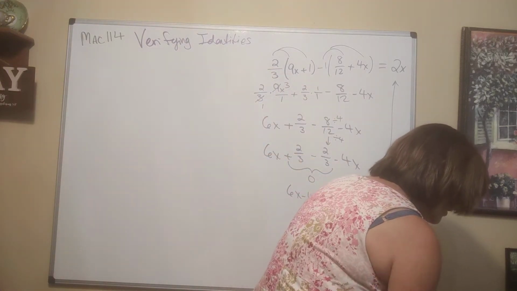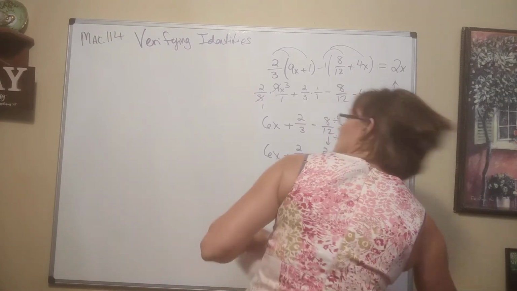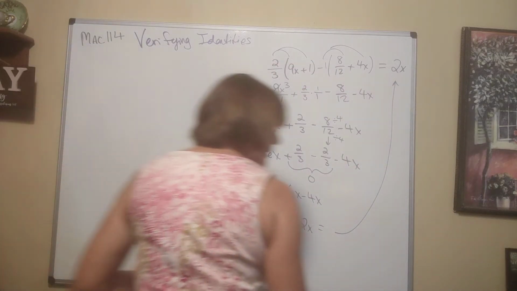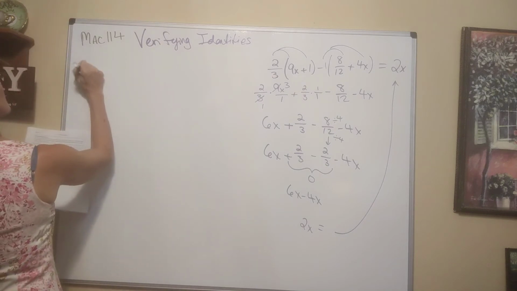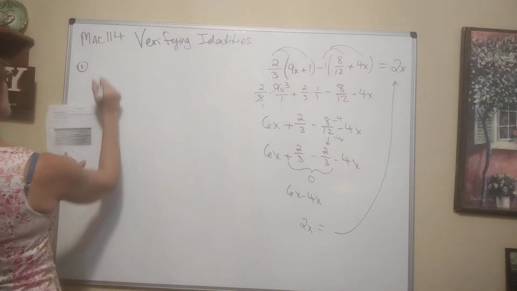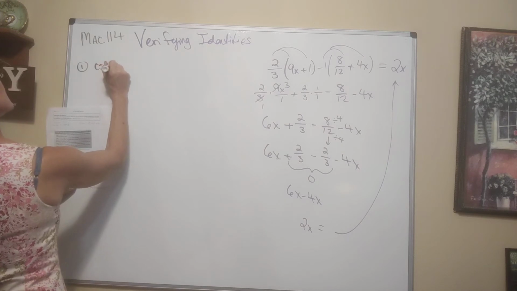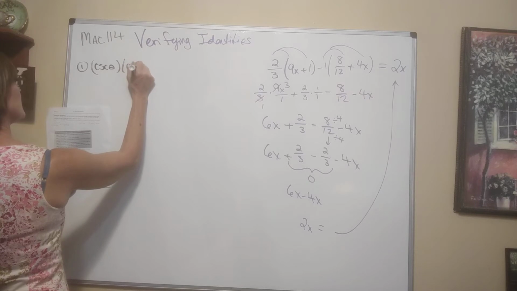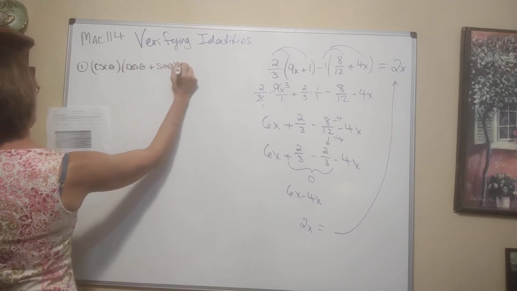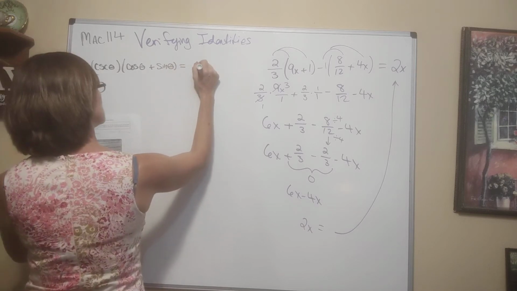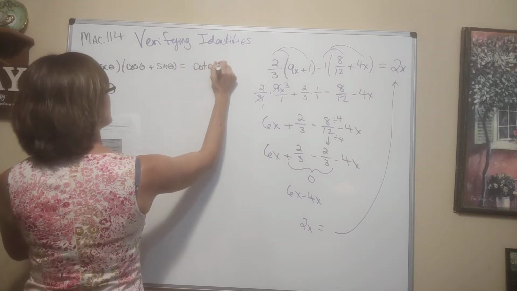Let's try number 1 and see how it goes. Number 1 says this. We've got the cosecant of theta times the cosine of theta plus the sine of theta. And we want to show that this equals the cotangent of theta plus 1.